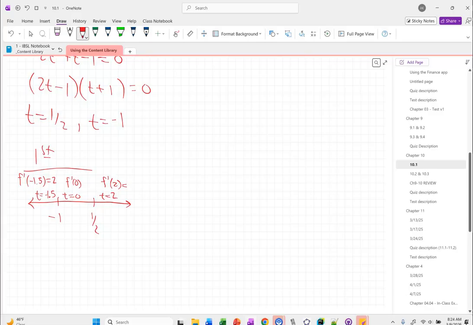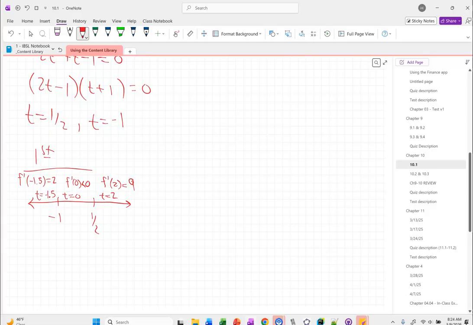I don't care about the value for 0. So I have -1 times +1. Well, that's negative. I don't care what the number actually is. You could write it down. It's not wrong to do that. If I plug 2 in, I'm going to have 4 minus 1, that's 3. And then 2 plus 1, that's 3. 3 times 3 is 9.